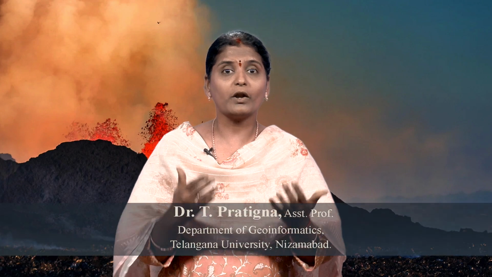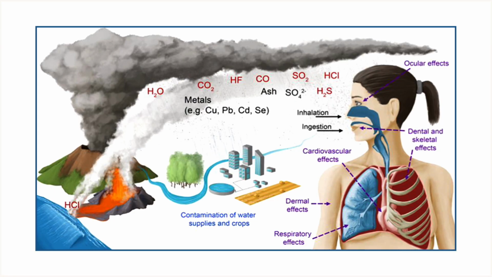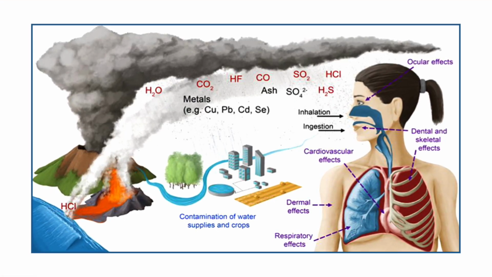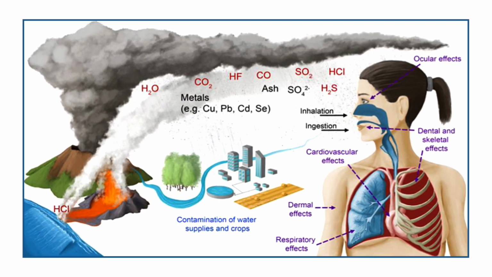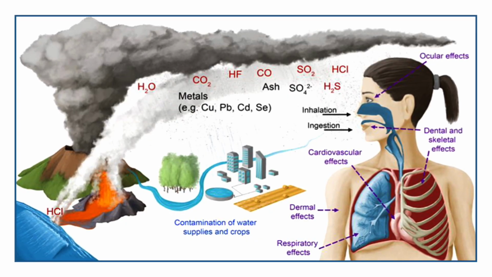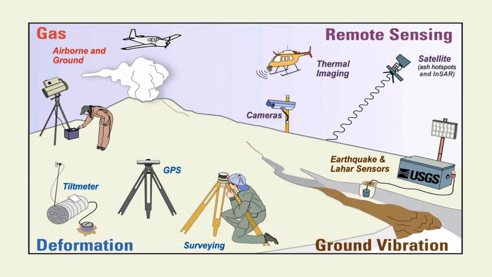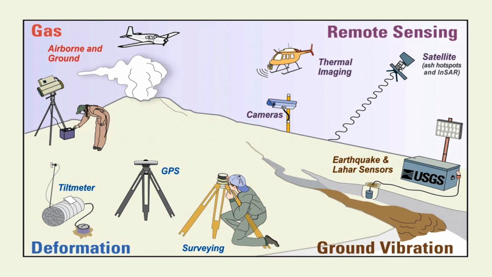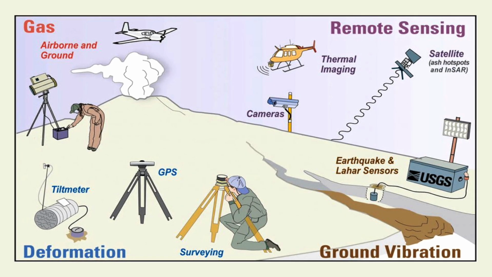How do we do the monitoring and the mitigation of volcanic hazard? Volcanic hazards pose a serious threat to human life and property. Therefore, it is essential to monitor volcanic activity and take steps to reduce its impacts. Today, several techniques are used worldwide to monitor volcanoes and mitigate their risks. Some widely adopted methods are explained below. Let us see how the hazard monitoring can be done.